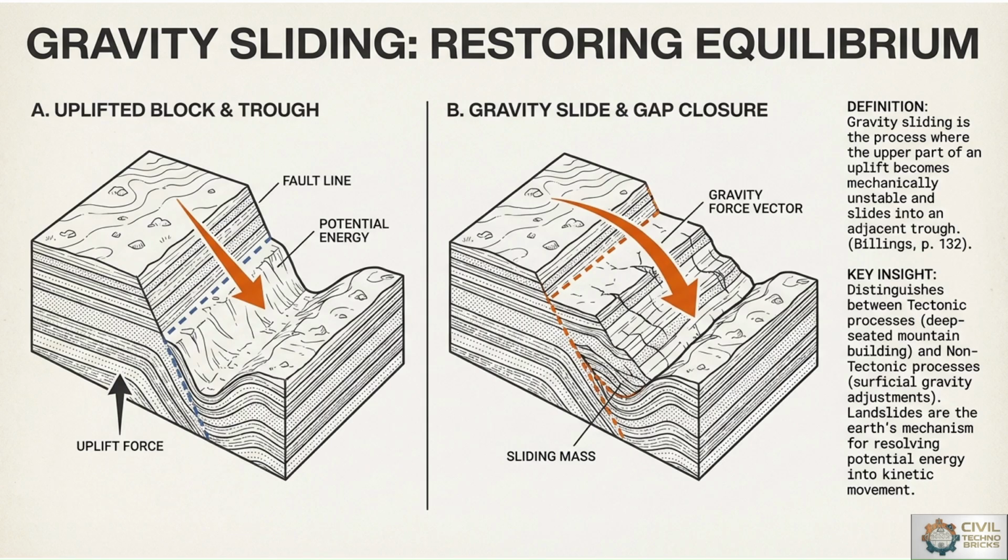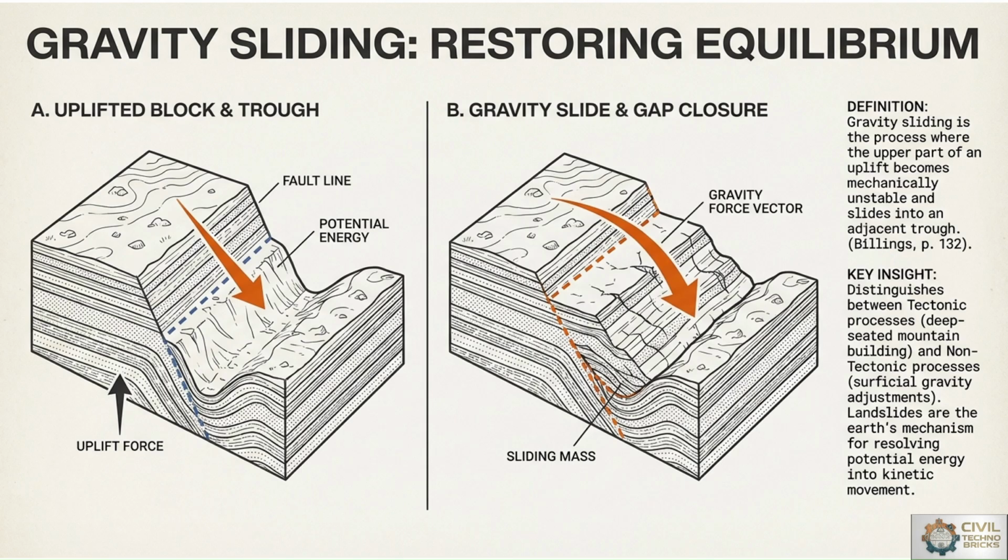Here, the gravity sliding is the energy restoration, or we can say restoring equilibrium. The two parts: uplifted block and trough. Secondly, gravity slide and gap closure. These two images show the actual sliding that occurred with reference to the tectonic plates due to forces. Those forces are due to vibrations.